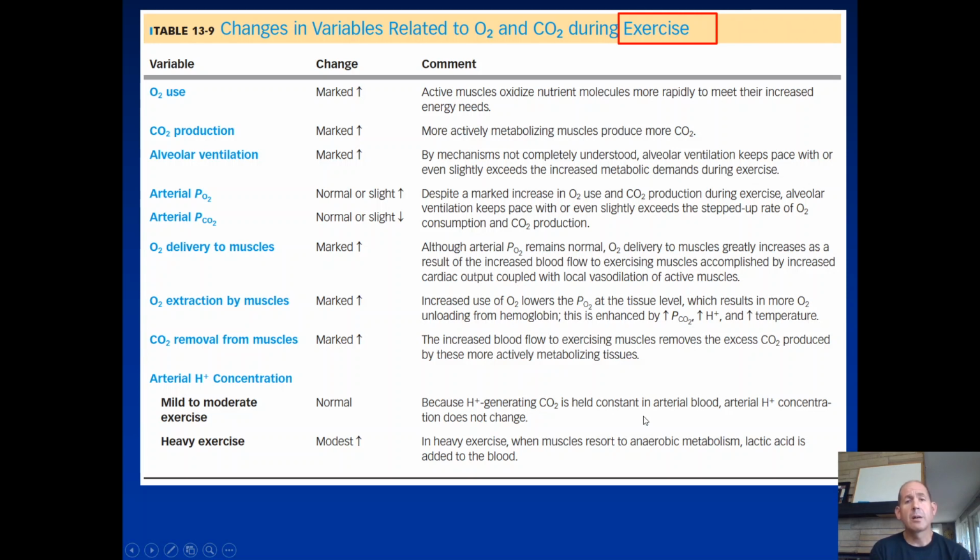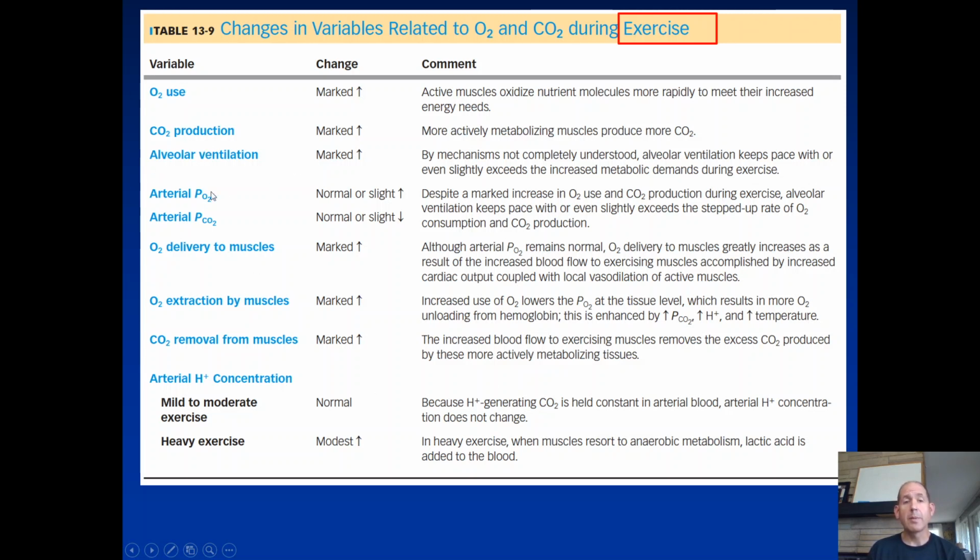A brief summary of changes in variables related to respiration during exercise are listed in table 13-9. There's of course greater oxygen use. This is both at the cellular level and whole body level. This is matched with an increase in carbon dioxide production. The ratio of these two changes a little bit with metabolism, where under resting conditions we tend to be using mostly fats, and so we have less CO2 production compared to oxygen use. And as we increase the intensity, we increase our reliance on carbohydrates, which proportionally increases CO2 production more than we increase oxygen consumption.